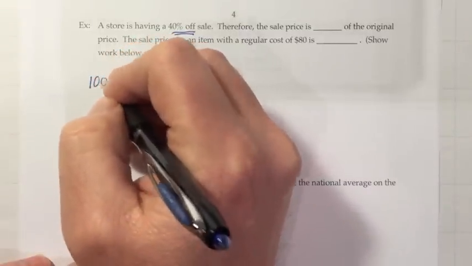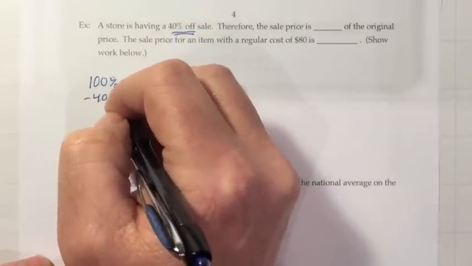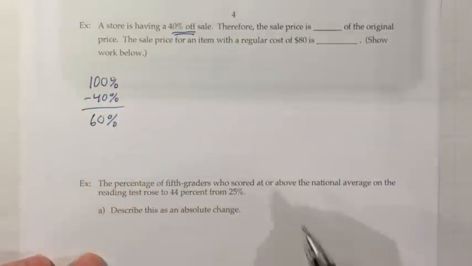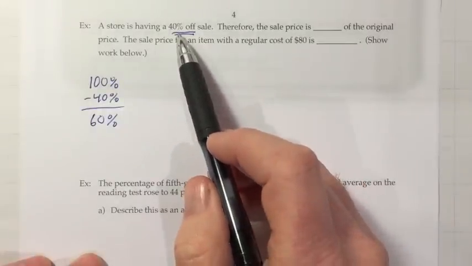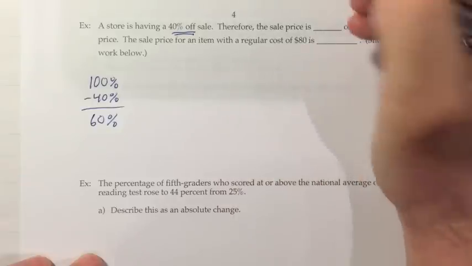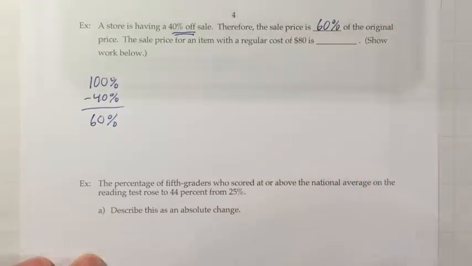You would do 100% and then you would subtract the 40% because that's a discount, and that would leave 60% left over. So the claim up here is that subtracting off 40% of the original price is the same as multiplying or taking 60% of that original price. So we can use that to get a quick answer for the question that follows.